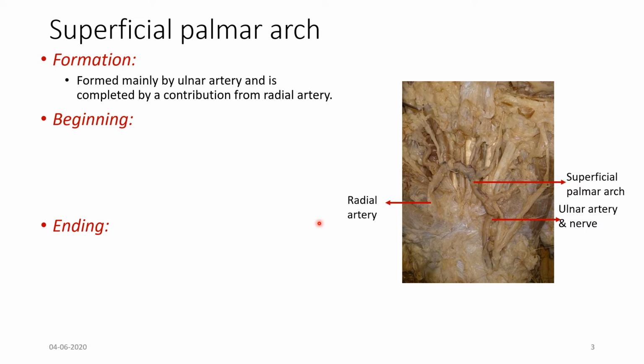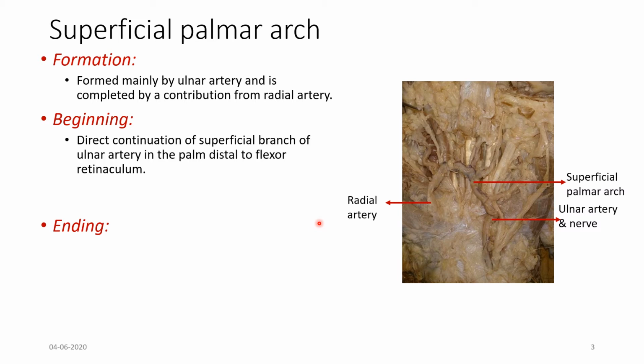So it is formed mainly by ulnar artery and is completed by a contribution from the radial artery, and it is the direct continuation of superficial branch of ulnar artery in the palm distal to flexor retinaculum, and it begins at a point just lateral to the pisiform bone.